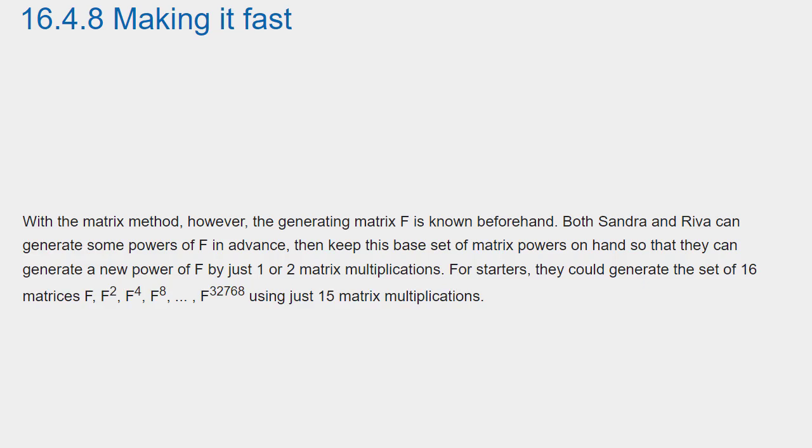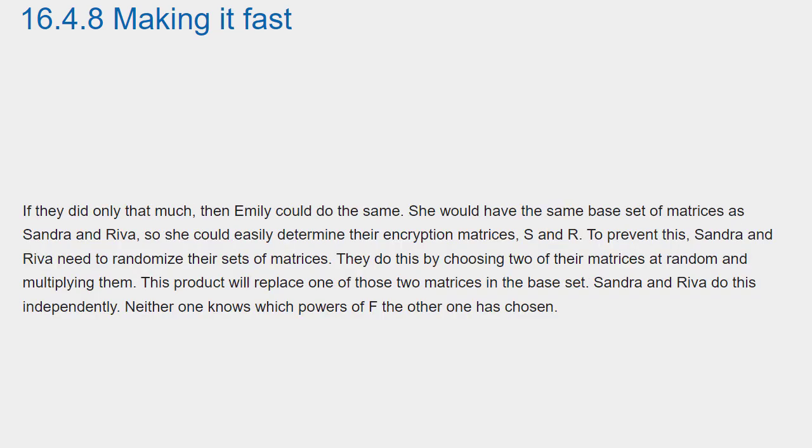For starters, they could generate the set of 16 matrices F, F squared, F to the power 4, F to the power 8, up to F to the power 32,768 using just 15 matrix multiplications. If they did only that much, then Emily could do the same. She would have the same base set of matrices as Sandra and Riva, so she could easily determine their encryption matrices S and R. To prevent this, Sandra and Riva need to randomize their sets of matrices.